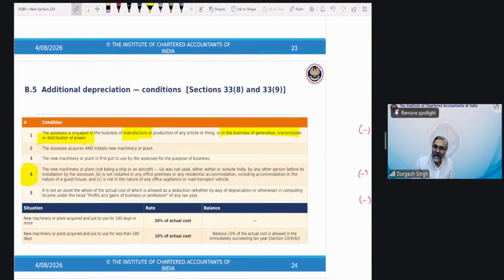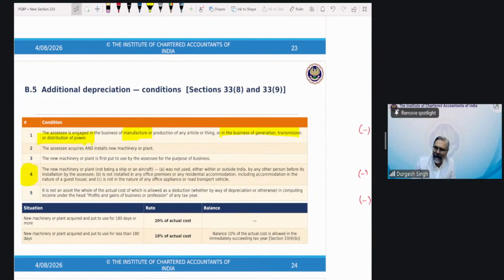The other negative list is your second hand plant and machinery. Point number B, not installed in any office premises or residential accommodation. So office plant, office equipment like air conditioners, all these are what?